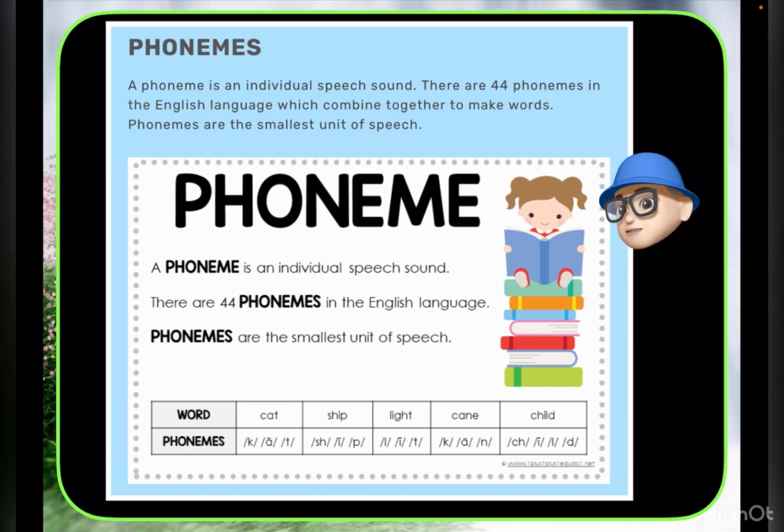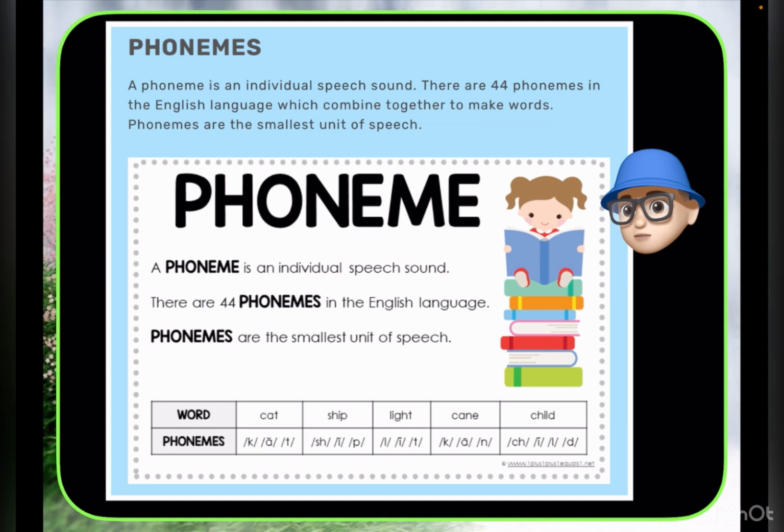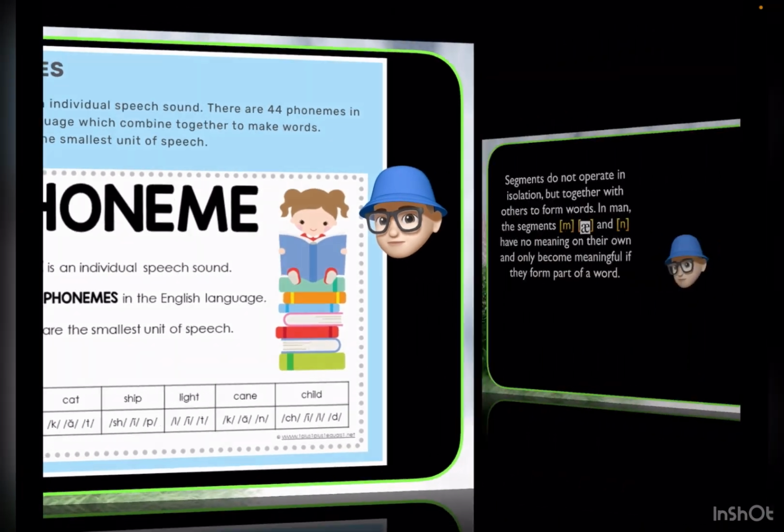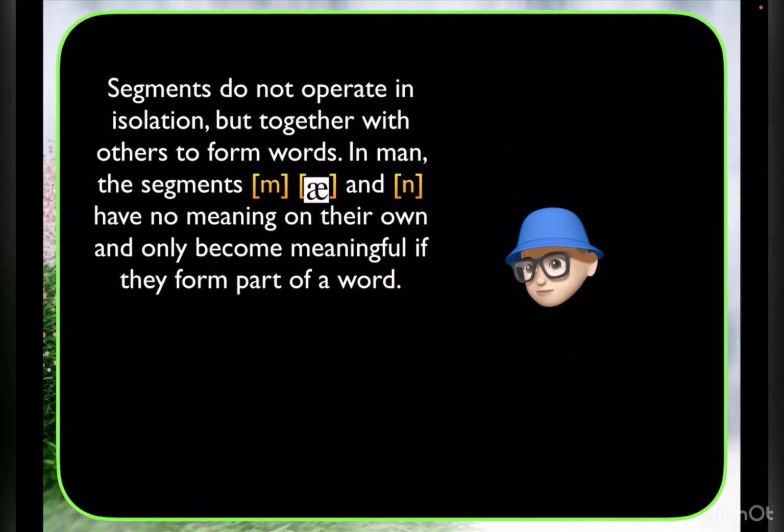Phonemes. A phoneme is an individual speech sound. There are 44 phonemes in the English language, which combine together to make words. Phonemes are the smallest unit of speech. Segments do not operate in isolation, but together with others to form words. In man, the segments m, a, and n have no meaning on their own and only become meaningful if they form part of a word.